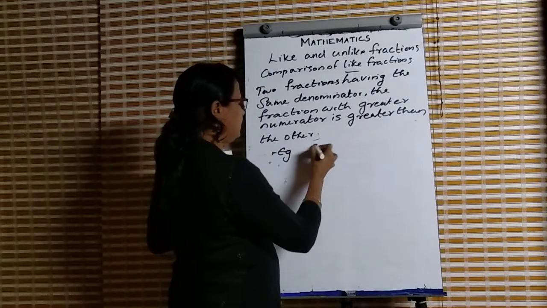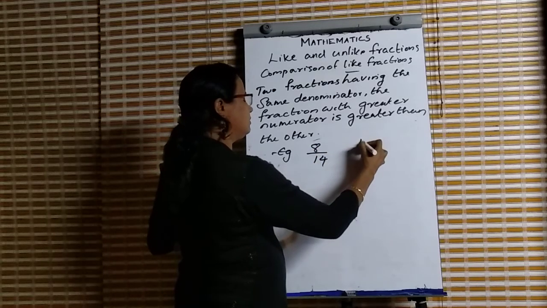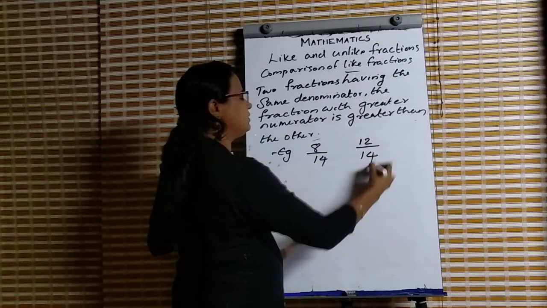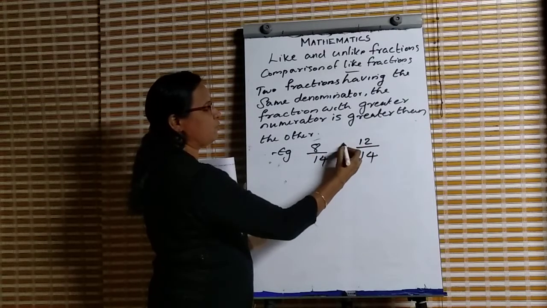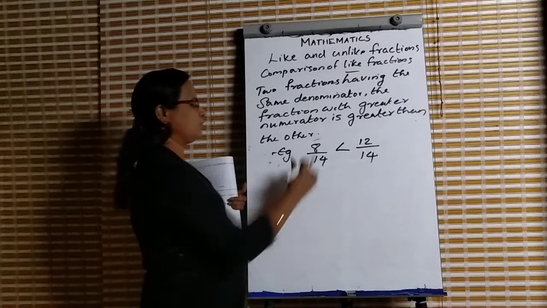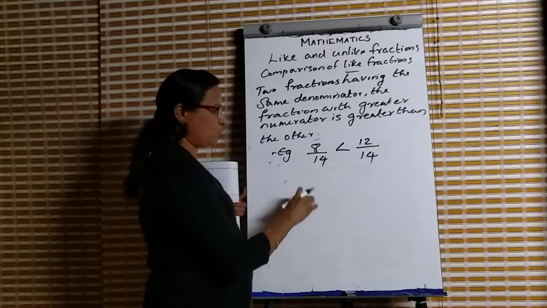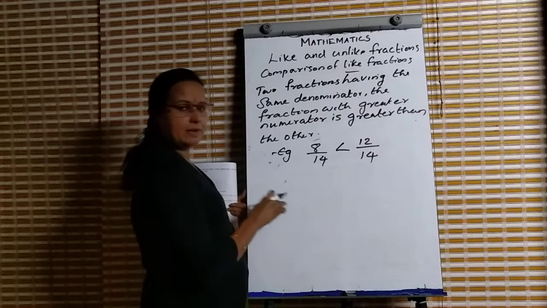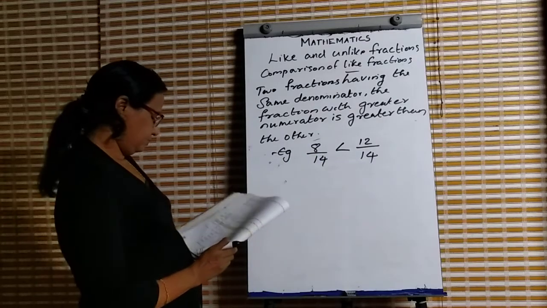Example, 8 by 14, 12 by 14. Which is the greatest? 8 by 14, 12 by 14. This 12 by 14 is greatest. So 8 by 14 is less than 12 by 14, or 12 by 14 is greater than 8 by 14. Write this in your notebook.